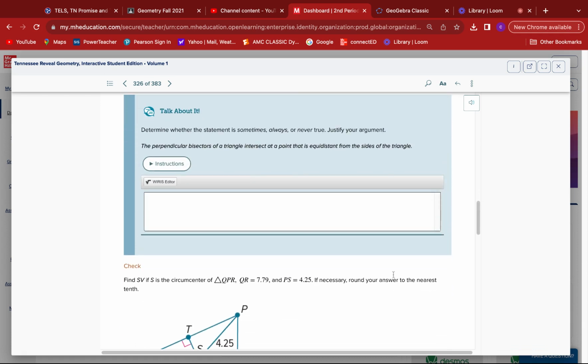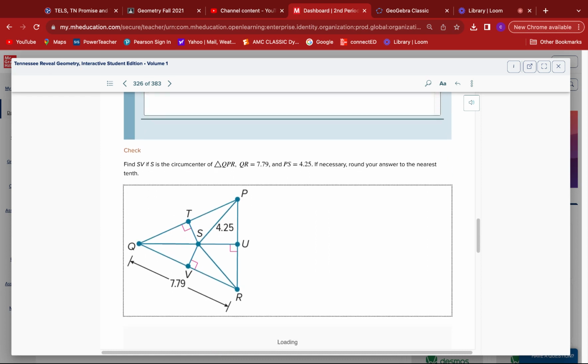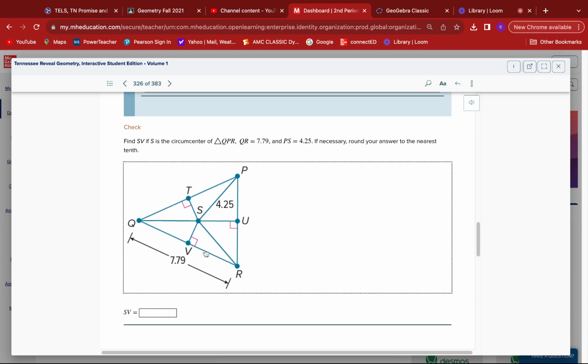Okay. Moving on. I'm on page 351 at the bottom. We got to check here. We got to find SV if S is the circumcenter. So we're looking for SV right here. QR is 7.79, so I need to divide that by 2 to find QV and RV. It says that PS is 4.25. Well, that means that QS is also 4.25 and SR also 4.25. So it looks like we're going to do the Pythagorean theorem again, everybody. We need to find SV, which is this little perpendicular bisector from the circumcenter out to V, which is the bisector. V is in the middle. So I'm going to take 7.79 and divide by 2.